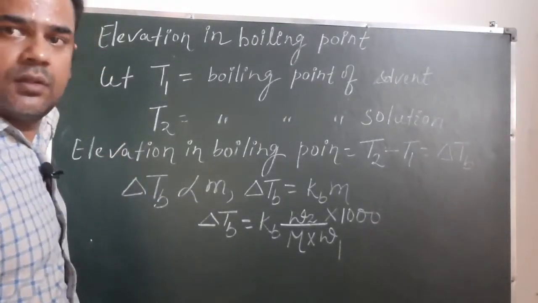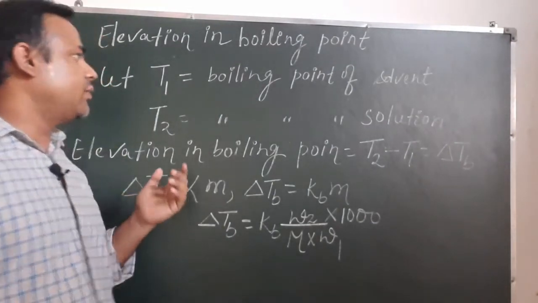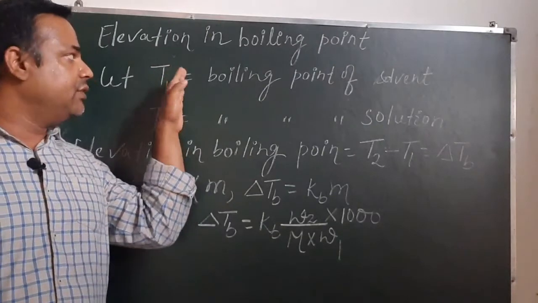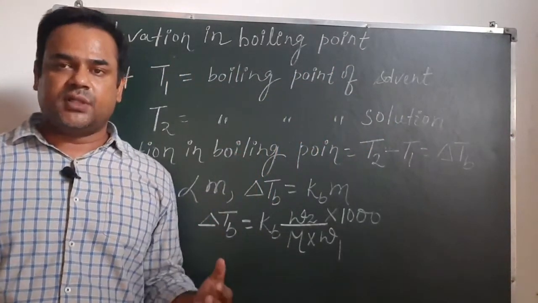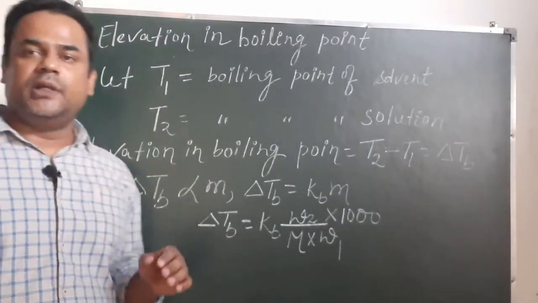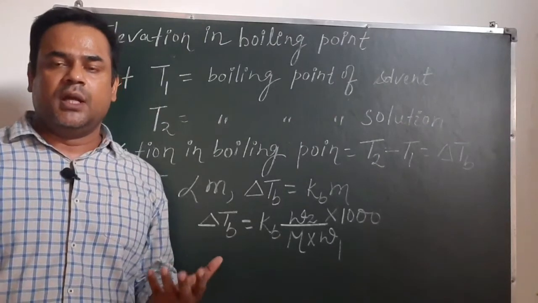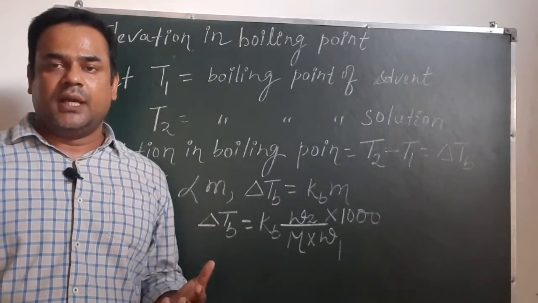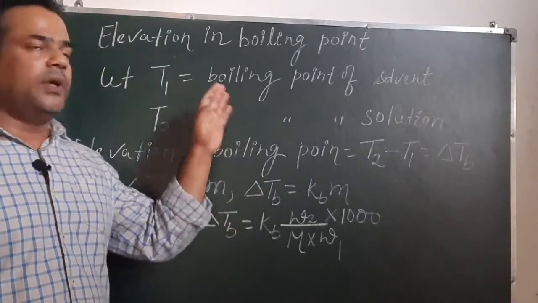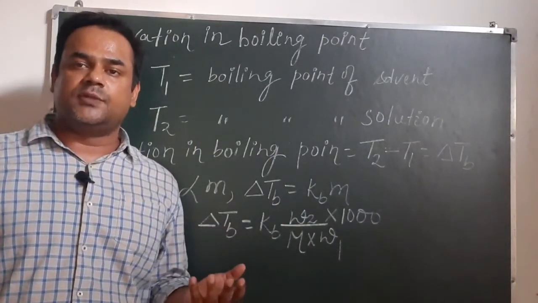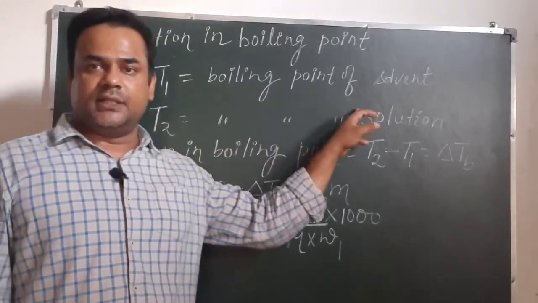So the next colligative property is elevation in boiling point. First we have to assume that T1 is the boiling point of solvent. When we have pure solvent, nothing mixed in it, then that solvent has boiling point T1. Suppose we are taking water and water is pure, nothing mixed inside the water, then whatever the boiling point of water is will be the boiling point of pure solvent. For example, water has boiling point 100 degrees Celsius, so here T1 will be equal to 100 degrees Celsius.